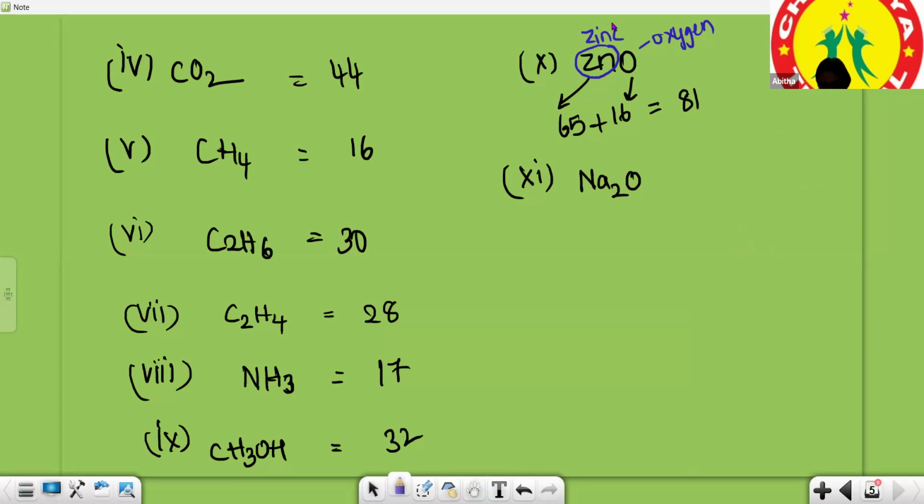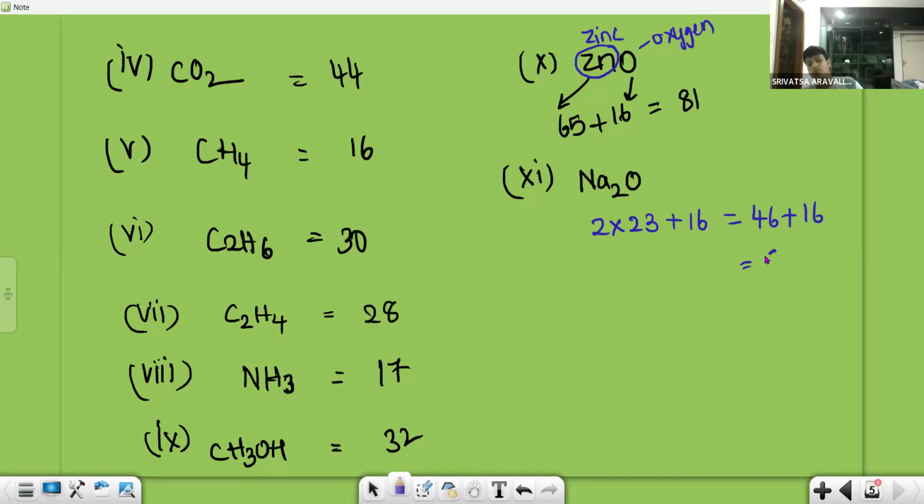Next, Na2O. So it will be 2 into atomic weight of sodium, which is 23, plus 16. 2 into 23 is 46, plus 16. Yeah, it is 62.